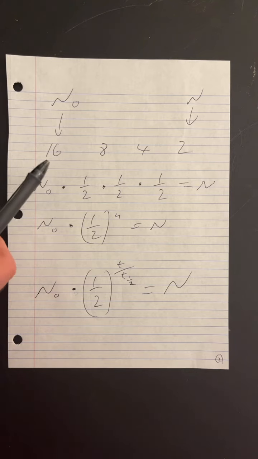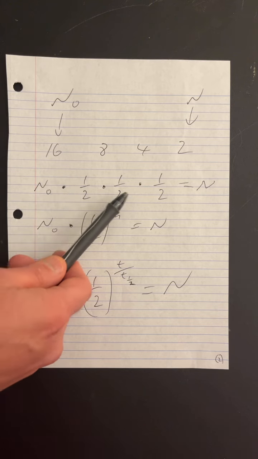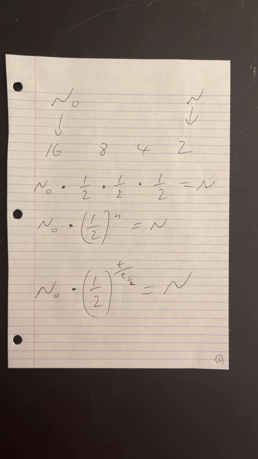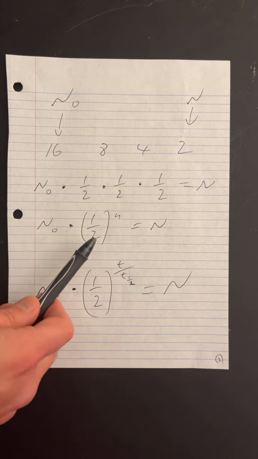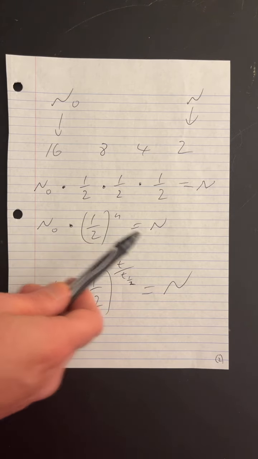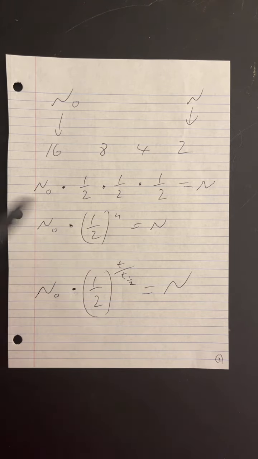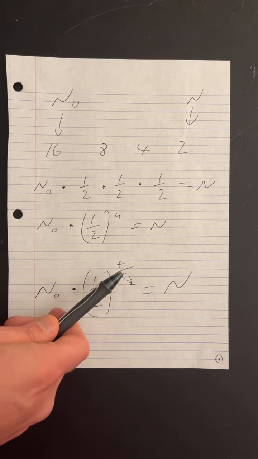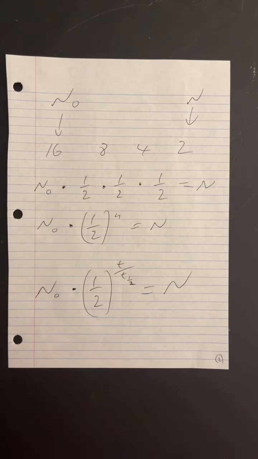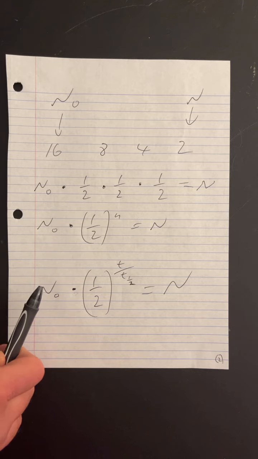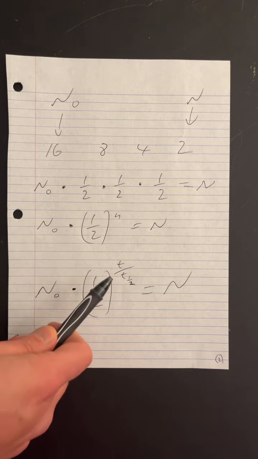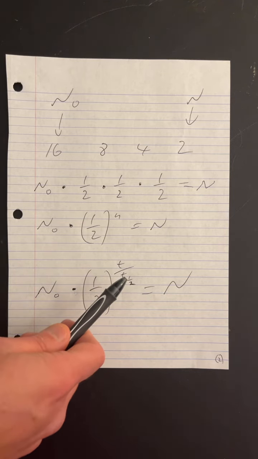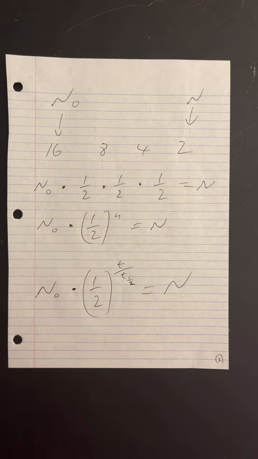You could also say N sub naught, the original amount, times 1/2 times 1/2 times 1/2 to get to your final amount. This simplifies to N sub naught times 1/2 to the nth power will give you the final amount. N equals time divided by the time of the half-life. So we end up with the final equation, N sub naught times 1/2 to the quantity of time divided by the time of the half-life, and that'll equal your final amount.